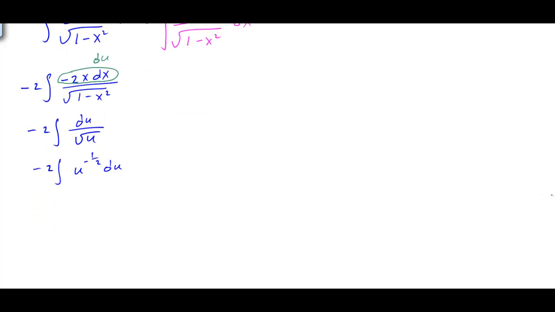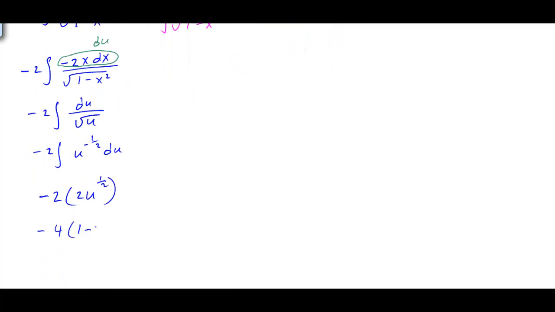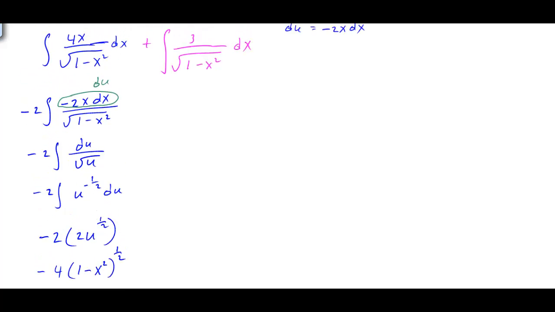So now we can simply integrate this, bring down our negative 2, and if we integrate, this would be u to the positive 1/2, because we're going to increase the exponent by 1. And then we divide by a half, but if we divide by 1/2, we're going to multiply by the reciprocal, which would be 2. So then we're left with a negative 2 times 2, which is 4, u to the 1/2, and remember u is 1 minus x squared, so that would be 1 minus x squared raised to the 1/2 power. So now there's our first integral.